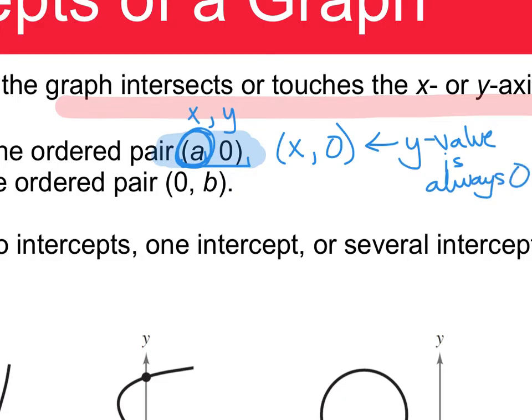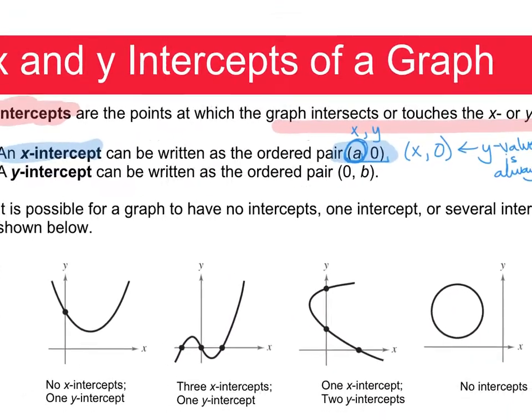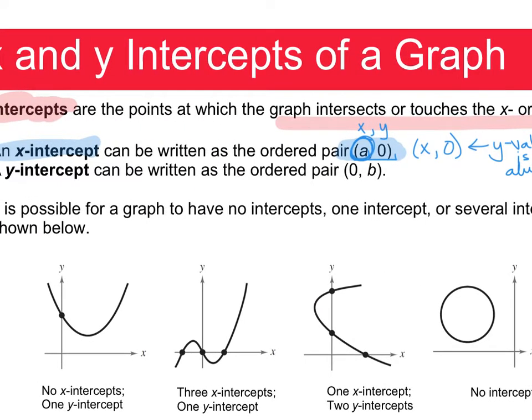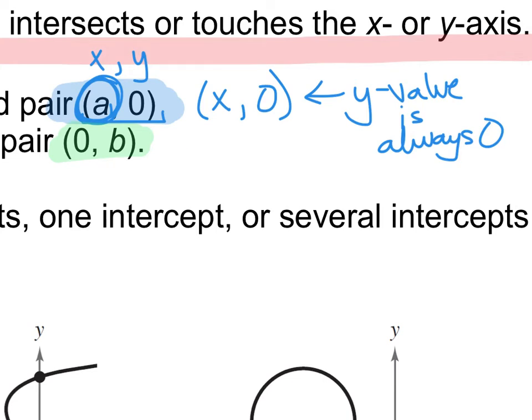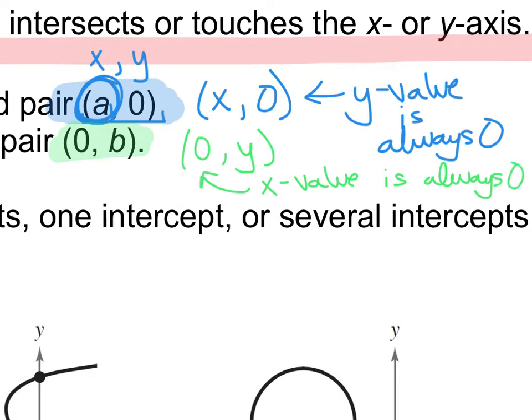And then the opposite is true if you look at your y-intercept. So for a y-intercept here, it can be written as the ordered pair 0, b, or just like before, we could also write that as 0, y. And again, here the x value is always 0. So those are our x and y intercepts in terms of ordered pairs. There will always be a 0 in there.